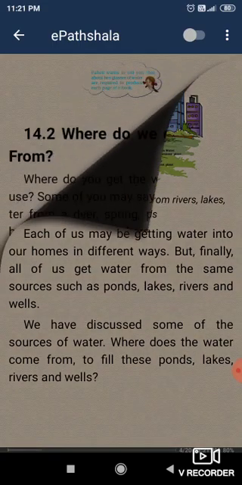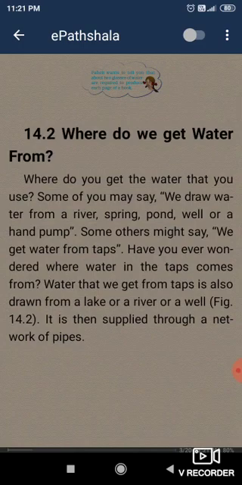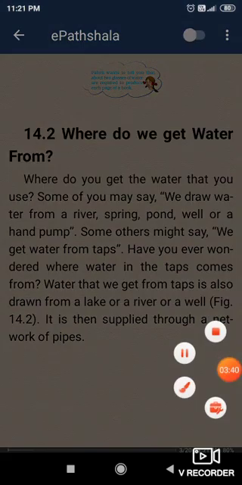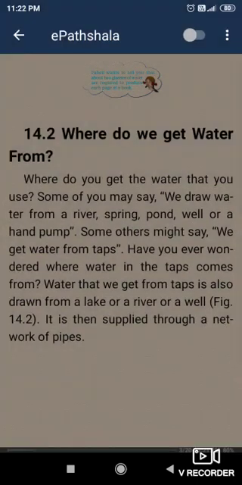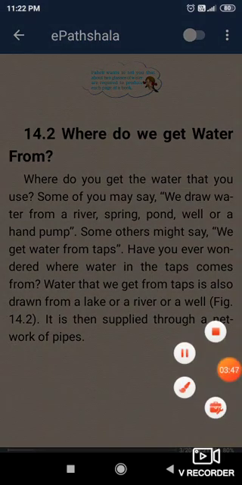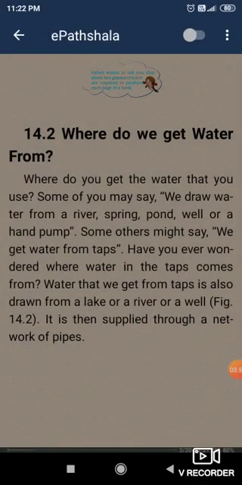Now let's see from where we get water. Where do you get the water that you use? Some of you may say we draw water from a river, a spring, a pond, a well, or a hand pump. Some others might say we get water from taps.